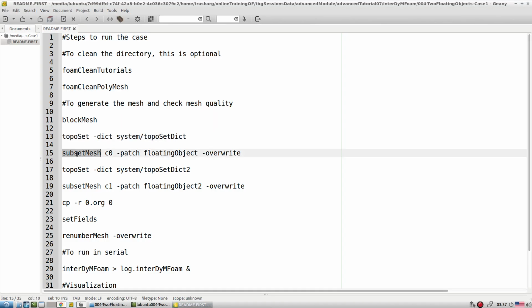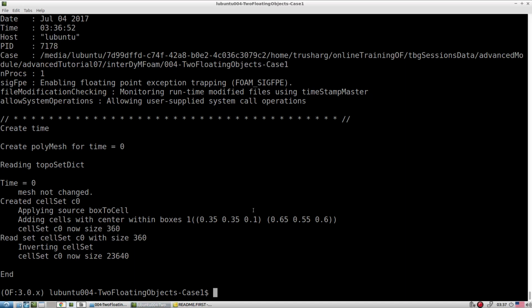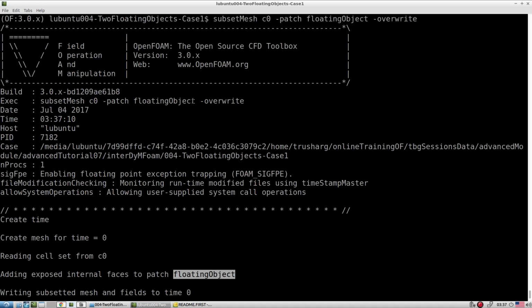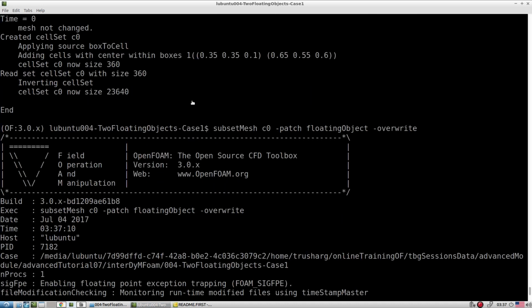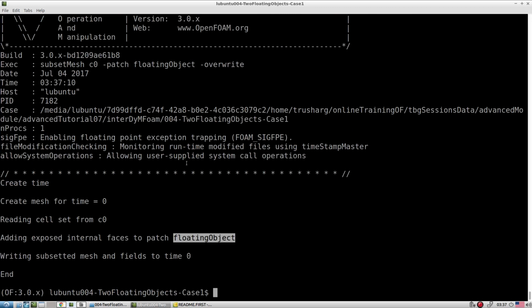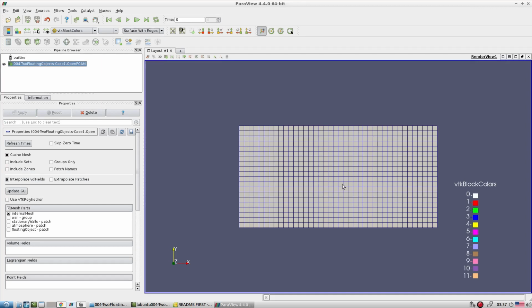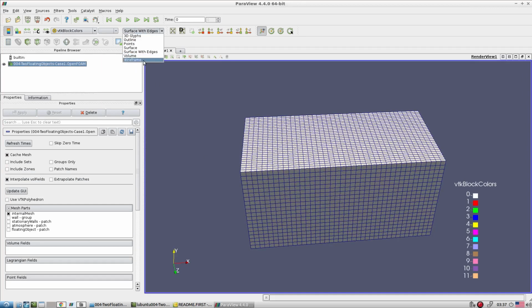Then we say subset C0 patch floating object, so we are constructing all the boundary from this. We add the exposed internal faces to the patch floating object. In the first command we remove the cells, so now internally we find the exposed internal faces. Now we say all the faces go to floating object 1. So now if you see in paraFoam, you will see one object is already created. This is how it looks.